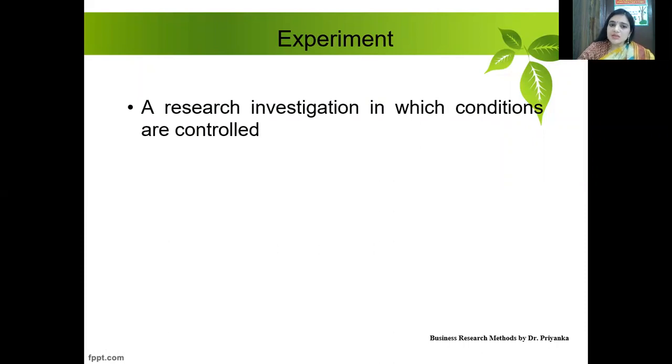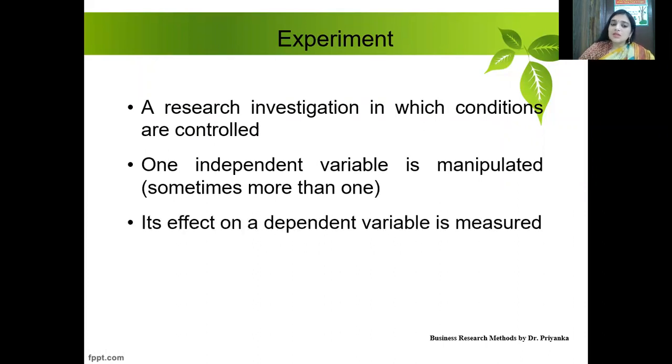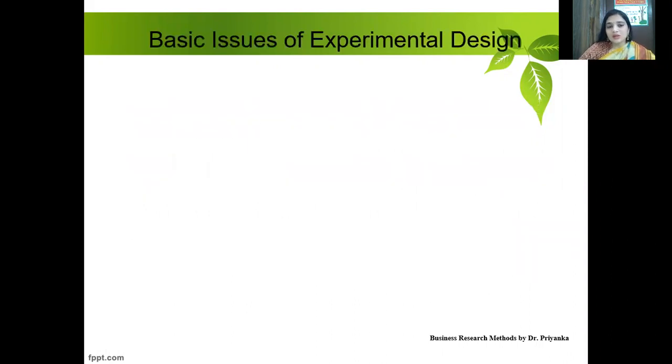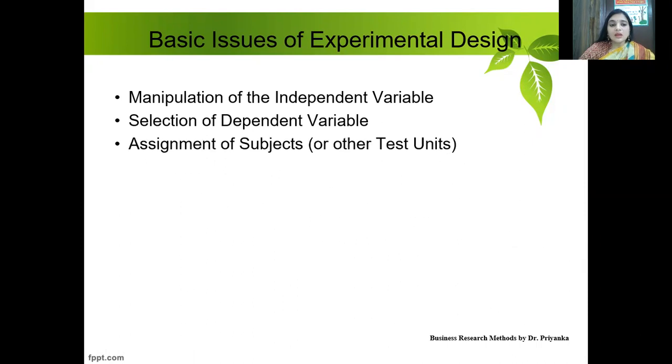Experiment basically is a research investigation in which conditions are controlled, and we always have at least one independent variable which is being manipulated. Then its effect on a dependent variable is measured. The dependent variable is the one which is not being manipulated by the experimenter, and it is all done to test a hypothesis. Then the basic issues are manipulation of the independent variable, selection of the dependent variable, and assignment of subjects or units.